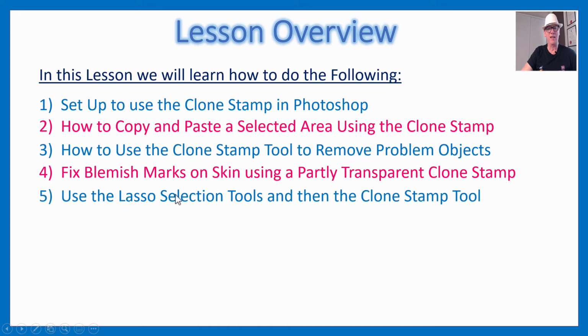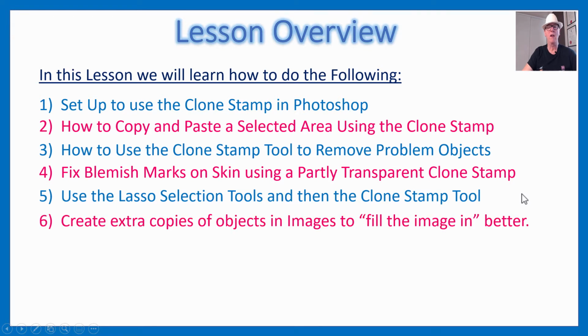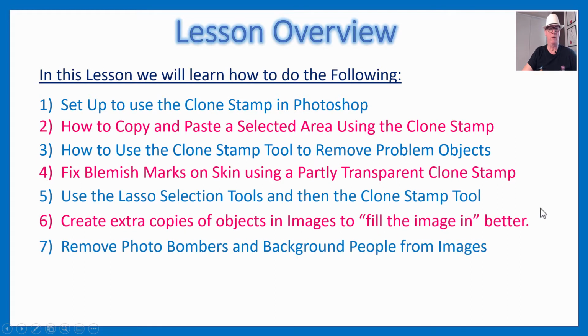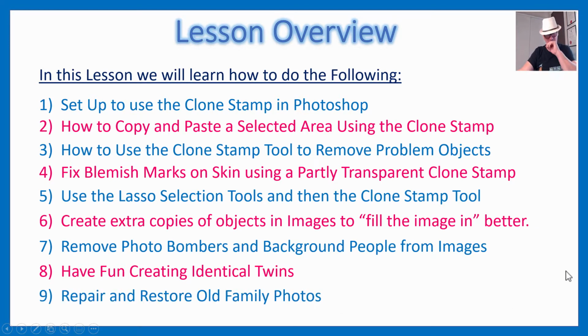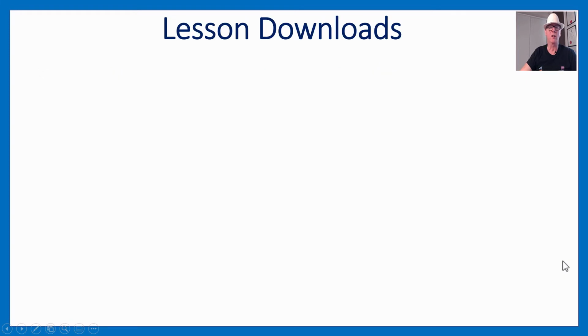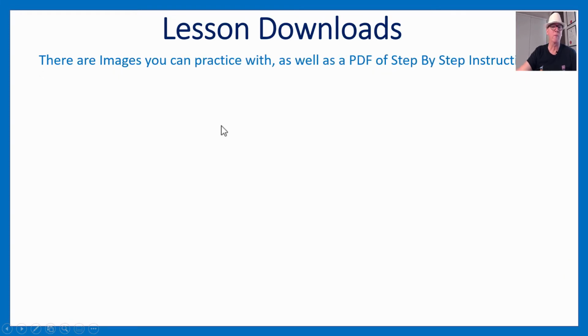And then we're going to use the Lasso selection tools as well as the clone stamp tool to get rid of some tricky objects that are in the background. We can create extra copies of objects in images to fill the image in better, which is kind of like the twins method where we're duplicating things. Remove photo bombers and background people from images, and have fun at the end there creating those identical twins. You can also repair and restore old family photos. We'll talk about that, but we may not actually do any because this lesson's so bumper full already.